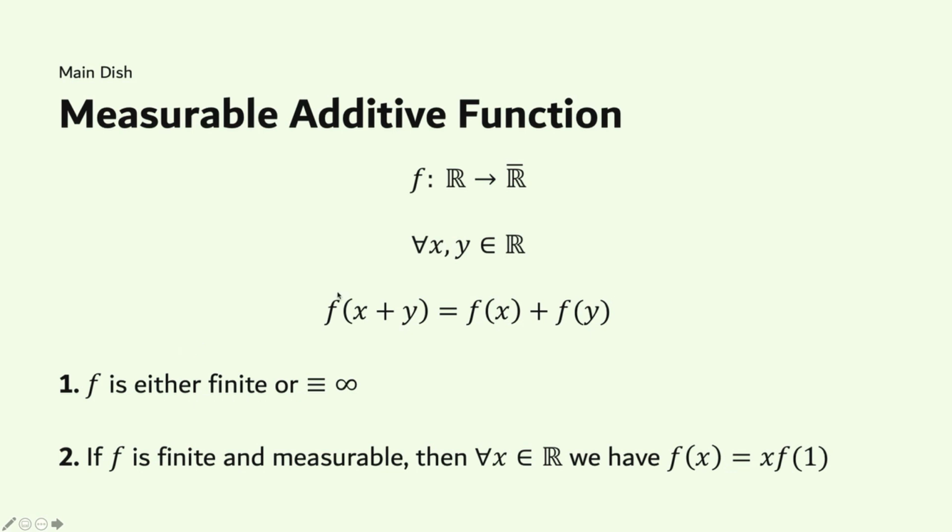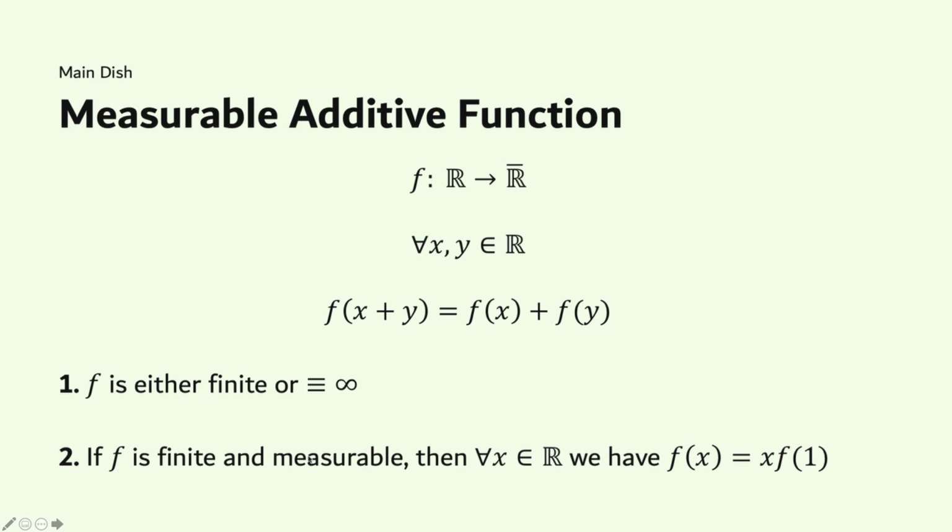Now we have that f is also measurable. So there are these two propositions here, that f is either finite or infinite. And that if f is finite and measurable, right, then for all x in the reals, we have that f of x is equal to x times f of 1, right? This states that f is linear, right? Because f of 1 is just a constant, right? So this is just like c times x, just a constant times x, right? That is if f is finite and measurable.